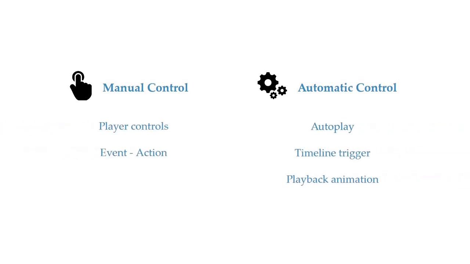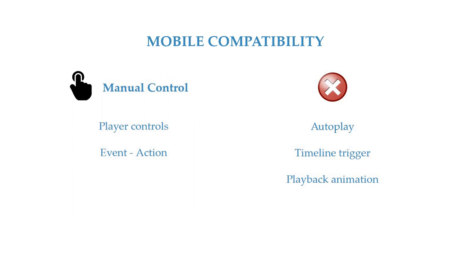So I share with you 5 ways to control media playback. And I want to remind you 2 things. First is about mobile compatibility. Because automatic playback is not allowed on mobile browsers, only user-initiated playback like clicking the button is acceptable.